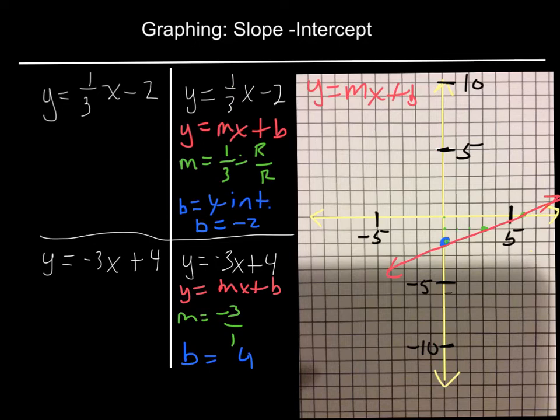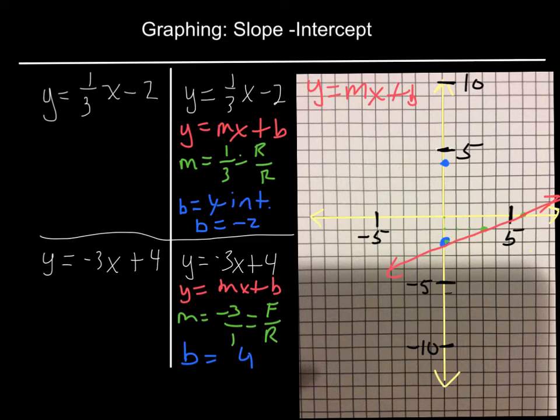Start with my b. My b is always on the y-axis. It is my y-intercept. So there's my b. From my b, I'm going to do my slope. Since this is a negative slope, that means it is a fall over run to the right. So from right here, I'm going to go down 3, 1, 2, 3, and then 1 to the right, and put a point there.